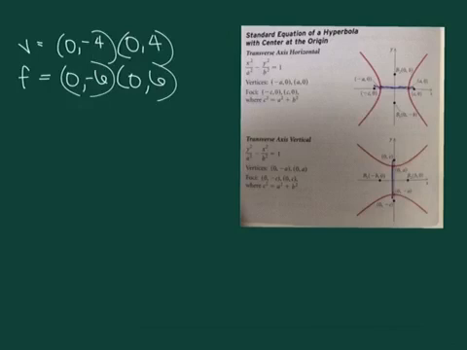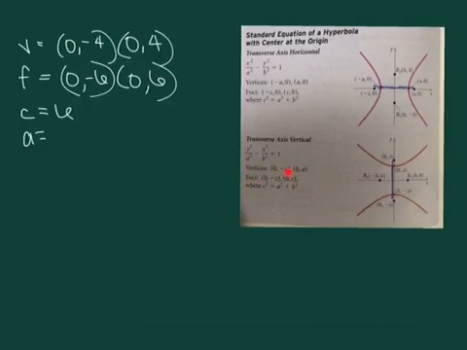So what else do we know? We know, according to this here, that the vertices are (-a, 0) and (a, 0). Or I'm sorry, we're down here because it's vertical. We know the foci are (0, -c) and (0, c). So -6 and 6 are the foci. So we can say that c equals 6.